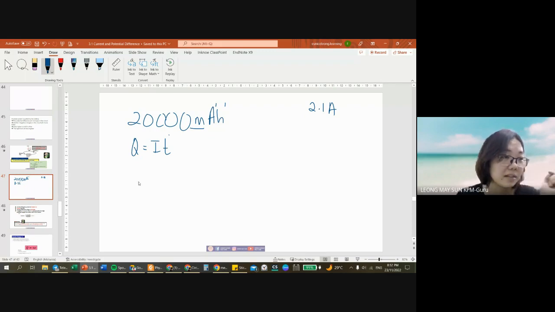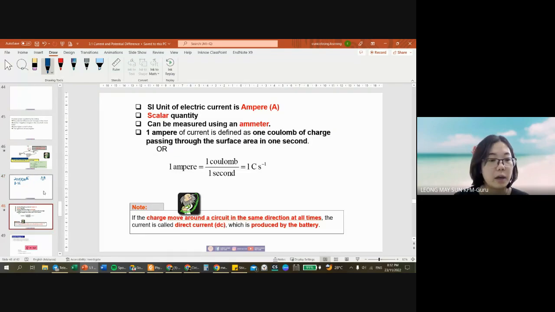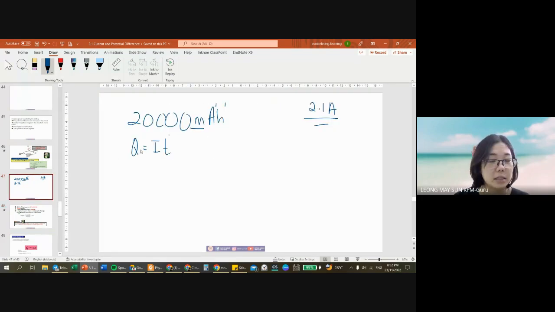A day maybe. Now watch this. I use a 2.1 ampere current to charge my power bank, which is 20,000 mAh. I want to know how long it takes. Whenever we deal with a physics formula, we need to make sure it's in the SI unit, whereby milli is not SI. The SI unit for current is ampere. So I need to convert this Q, which is 20,000 milliampere hour, to ampere first.